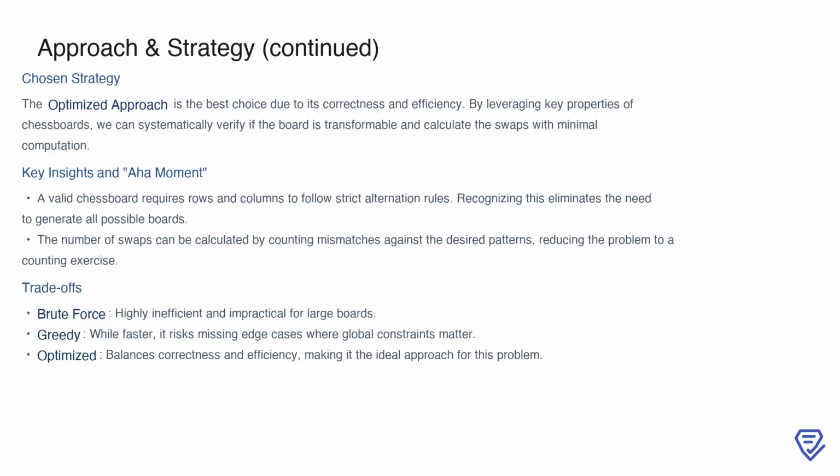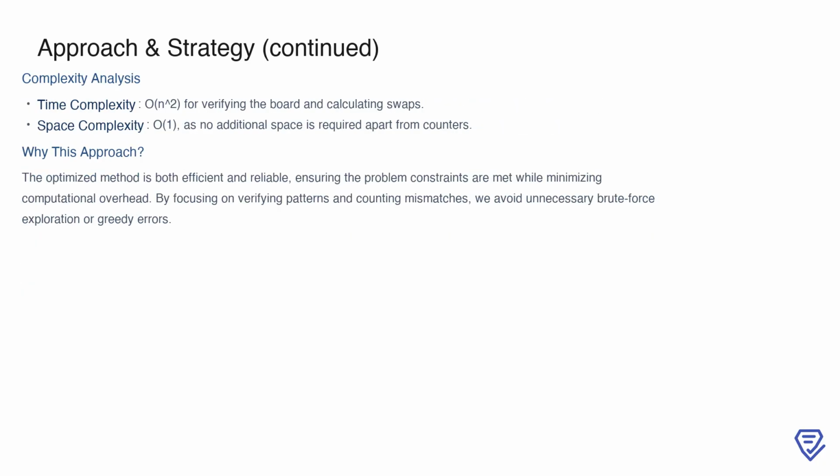Comparing this with other approaches, brute force is simply too slow for larger boards, while greedy methods, despite being faster, risk failing due to their inability to account for global constraints. The optimized approach avoids both pitfalls, making it the ideal solution for this problem. The optimized approach is not just effective but also computationally efficient. Its time complexity is n squared, as we verify the board and calculate swaps based on its rows and columns. The space complexity is 1, since we don't require any additional data structures beyond simple counters. This low overhead ensures that the solution scales well with input size.